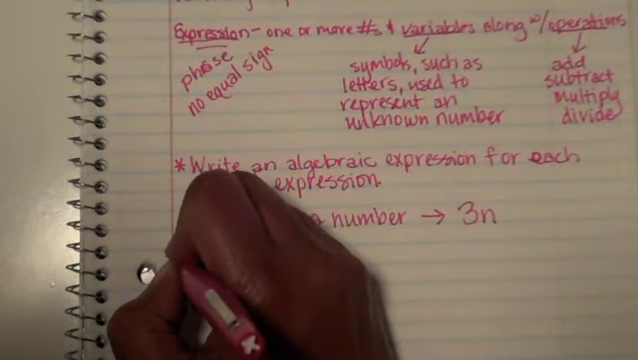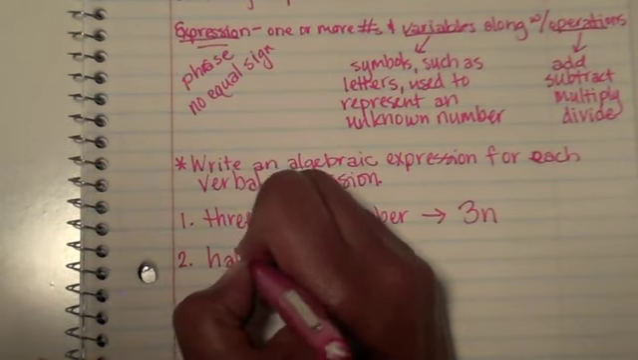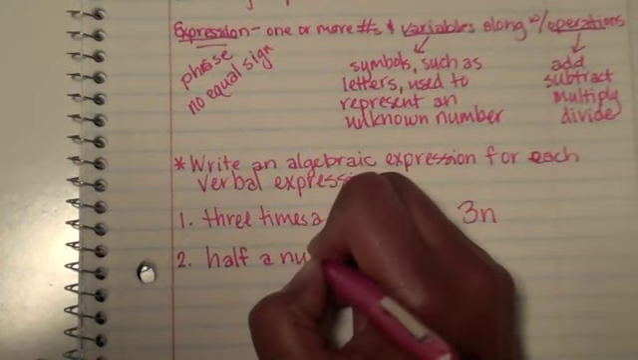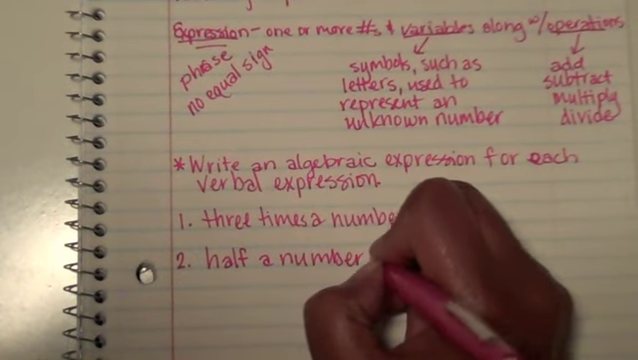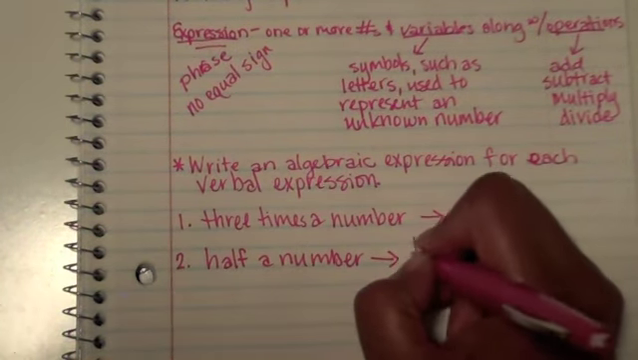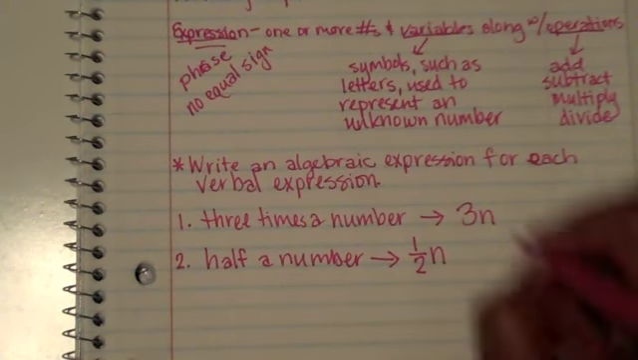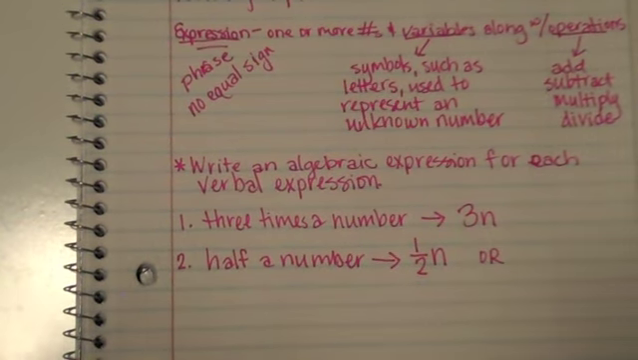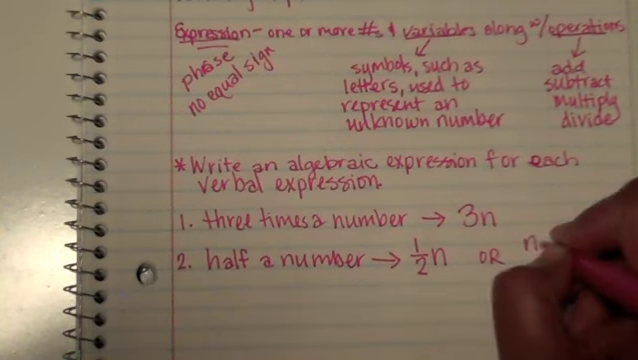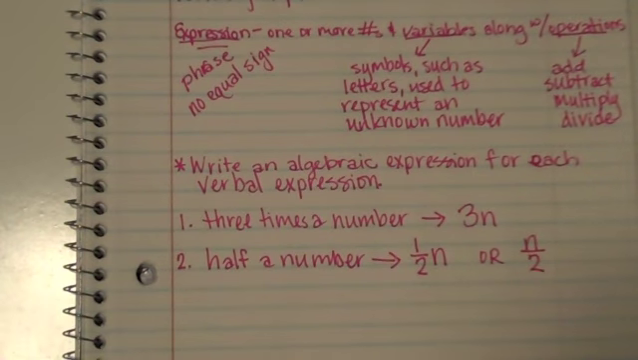Okay. Our second example that I want you to do is half a number. Okay. And so an algebraic expression for that, half a number, some of you may choose to put 1/2 multiplied by a number, or remember that multiplying by 1/2 is the same as dividing by 2. So half a number could also look like n, or the number, divided by 2. Okay, either one of those would work for half a number.